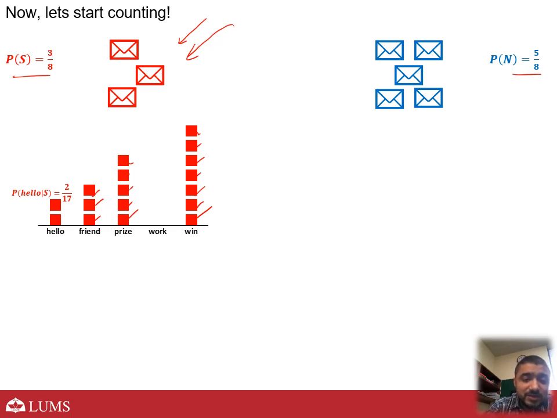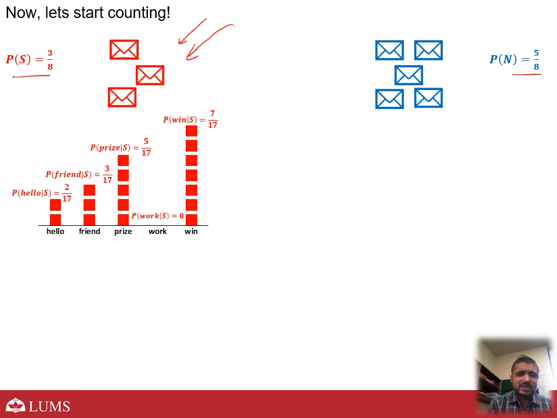So let me rub this and clean this up a little bit. So step 1, you find the vocabulary across all classes. Then within your own class, so within the spam class in this case, you find out the frequencies, the distribution of all of those words. और आपको मिला कि hello 2 दफ़ा आया है, the probability of hello given the class spam is 2/17. The probability of friend given the class spam is 3/17. Probability of prize given the class spam is 5/17. Probability of work given the class spam is 0. And the probability of win given the class spam is 7/17.